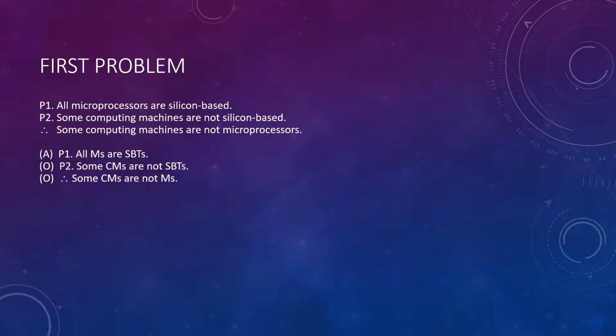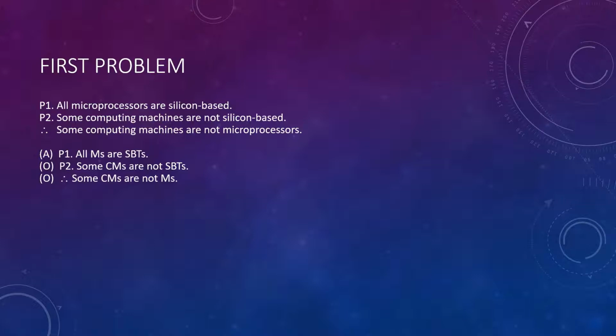So here we go. The first premise is an A sentence. All microprocessors, Ms, are silicon-based things, SBTs. The second premise is an O sentence. Some computing machines, CMs, are not silicon-based things. The conclusion is an O sentence. Some CMs are not Ms.